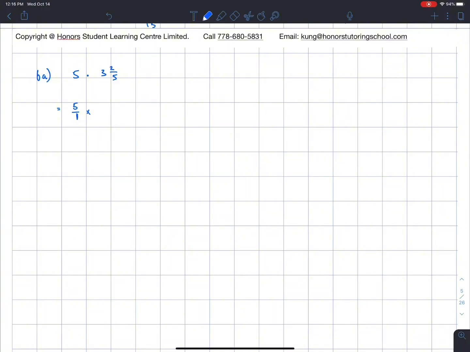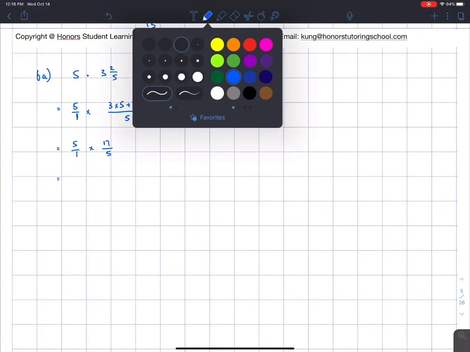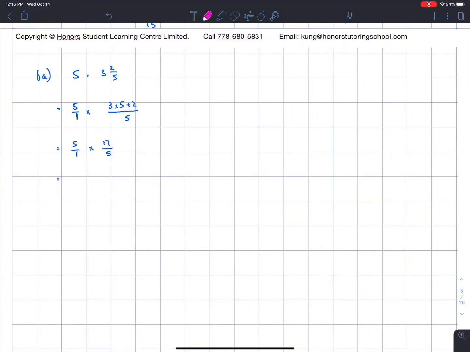And then I can change 3 and 2 over 5 into a mixed fraction. So this will just be 3 whole times 5 little pieces in each whole plus 2 over 5. So we get 5 over 1 times 3 times 5 is 15. 15 plus 2 is 17. Now we want to simplify before we multiply. I can divide both the numerator and denominator by 5. These two are exactly the same. And I end up with 17 over 1.